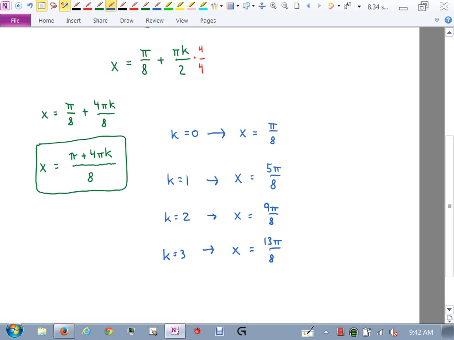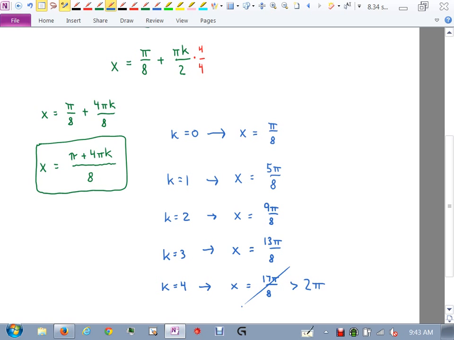You okay with that? You happy with that? Do I include that answer or chunk it? Include it, right? 13 divided by 8 is still smaller than 2. When am I going to stop? Whenever the number up here gets bigger than what? 16. I think it's about to happen, right? On k equals 4, I get 17 pi over 8, which is bigger than 2 pi, which means I throw it out. And so right now, I have 4 answers, don't I? 4 potential answers.